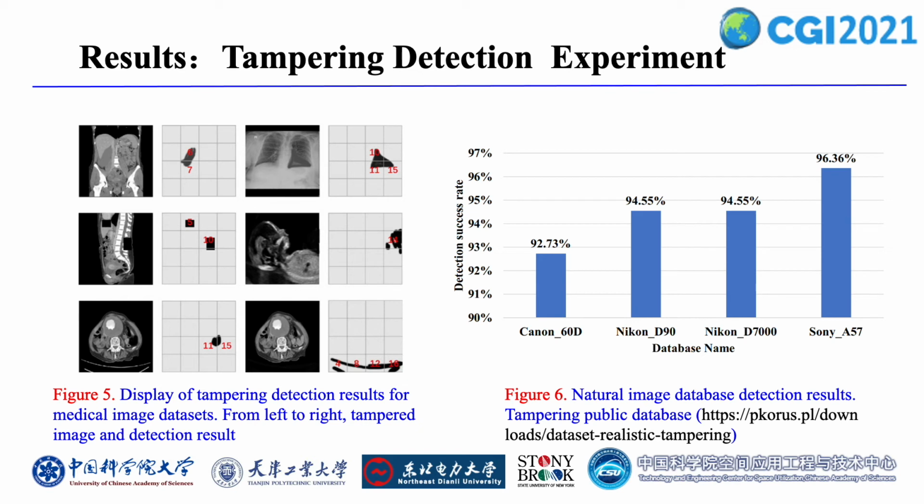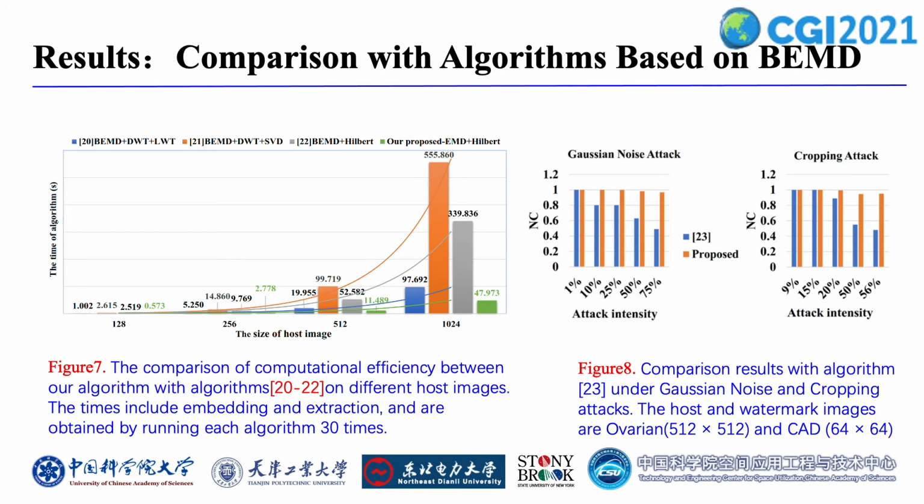From Figure 6, the highest success rate is 96.36%, and all the success rates are larger than 92%, which illustrates that the proposed algorithm performs well in tampering detection. From Figure 7, we can observe that our method is better than the other 3 algorithms.